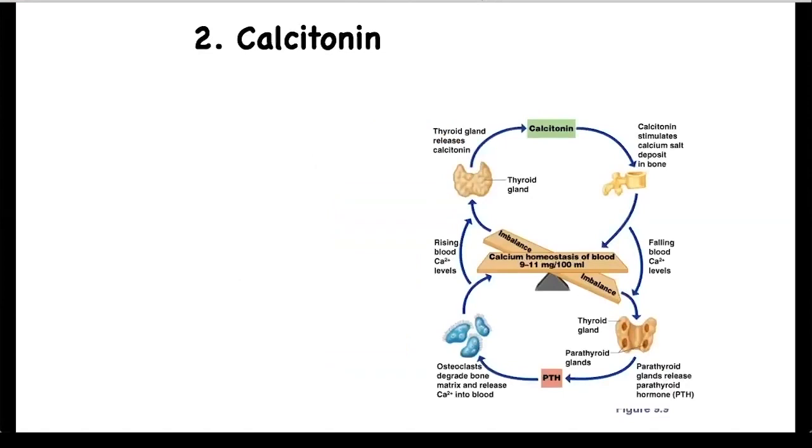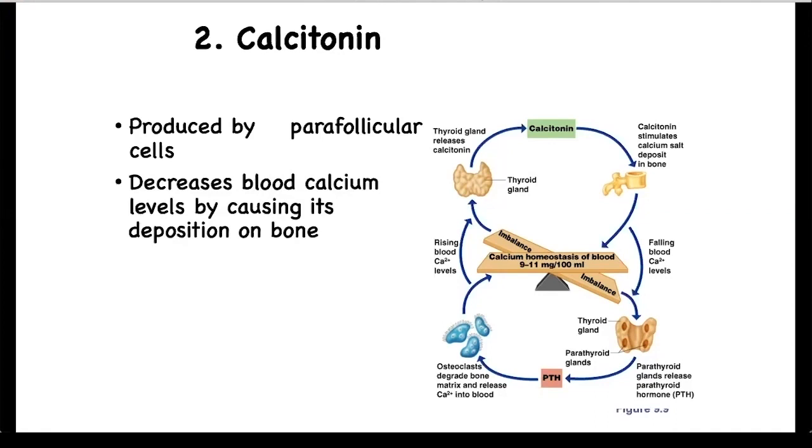Let's move on to calcitonin, the second hormone released by the thyroid gland. Calcitonin is produced by parafollicular cells. These are cells located between the follicles. This hormone decreases blood calcium levels by causing it to be deposited on bone. It is antagonistic to parathyroid hormone, but in human beings it's not significant in maintaining homeostasis.